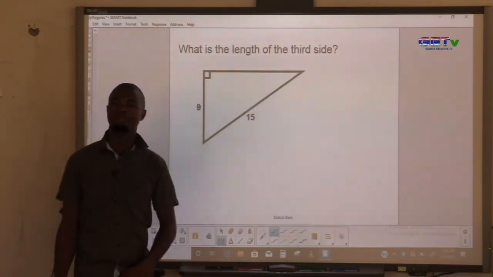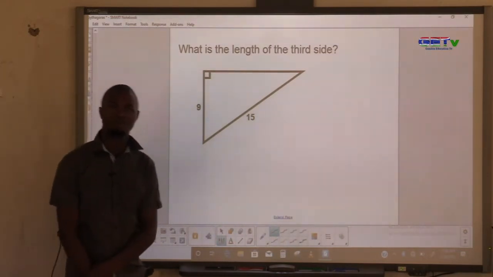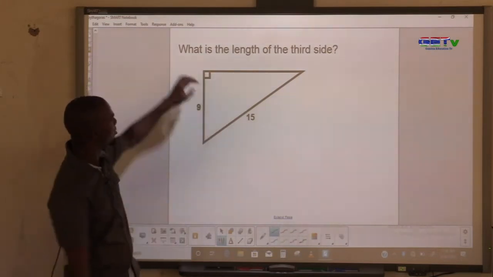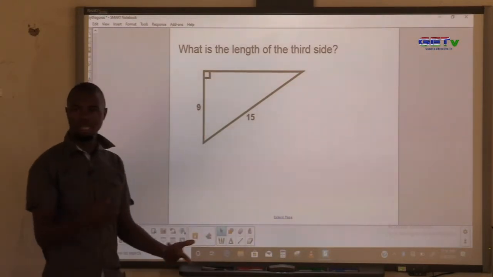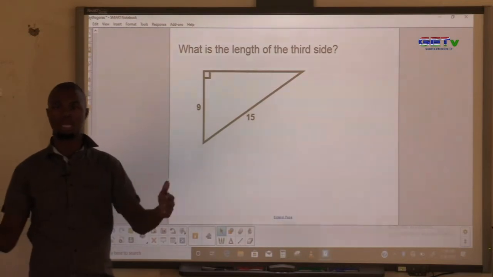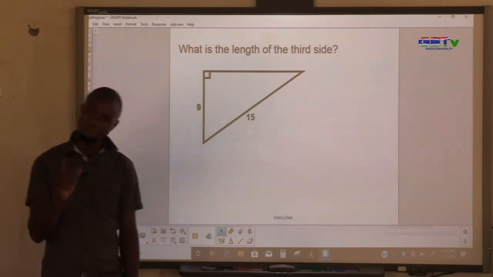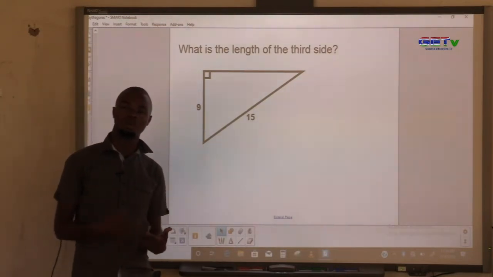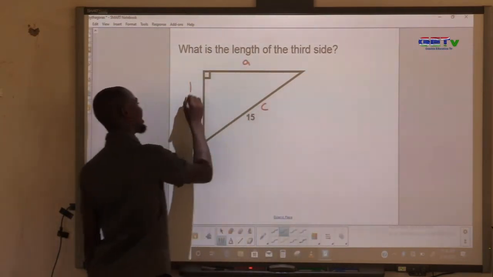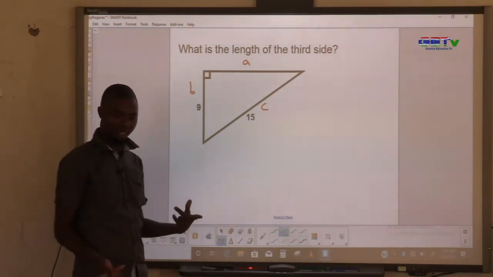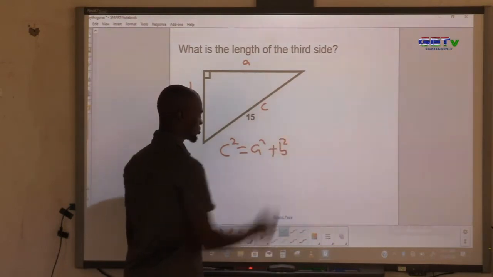A similar question. Find the third side of the right angle triangle. Always, a right angle triangle will have this mark. So the longest side is the hypotenuse, and of the other two sides, one of them is A, the other one is B. Irrespective of where you put your A and B, you just have to know that the longest side is always C. So we apply the formula, that is C square is equals to A square plus B square.